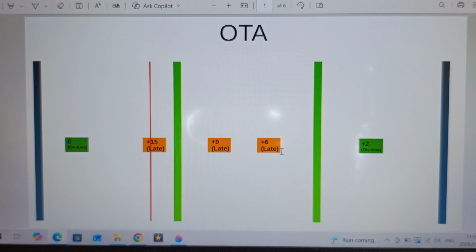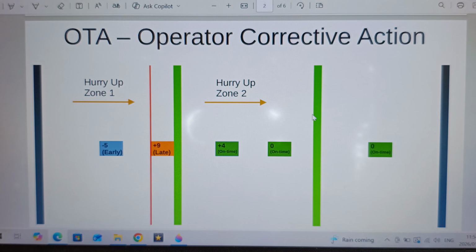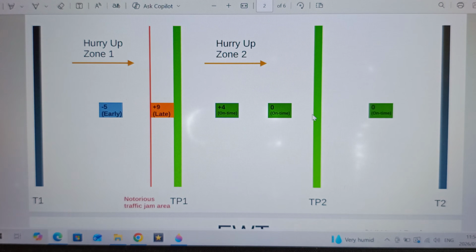How much they succeed or not really depends on the actual road conditions. But one way that the operator, the bus operations and control center, BOCC, tries to solve the OTA problems. So this is one example.